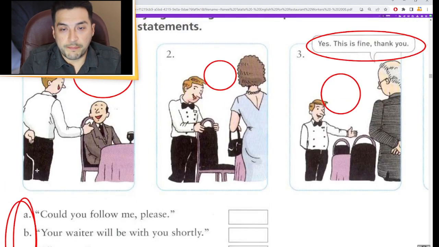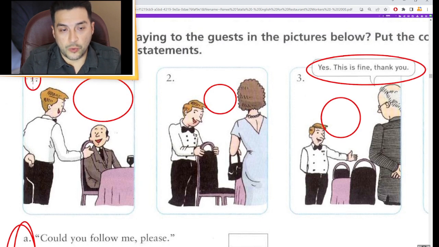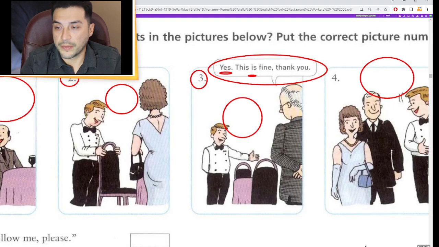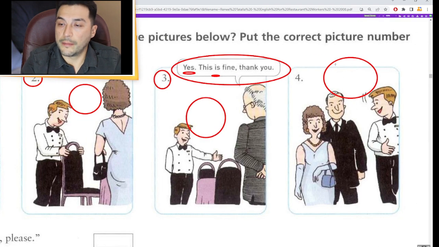Now let's take a look at the pictures. Picture 1, picture 2, picture 3, the client: Yes, this is fine, thank you. And picture 4, what do you think Fred is saying?